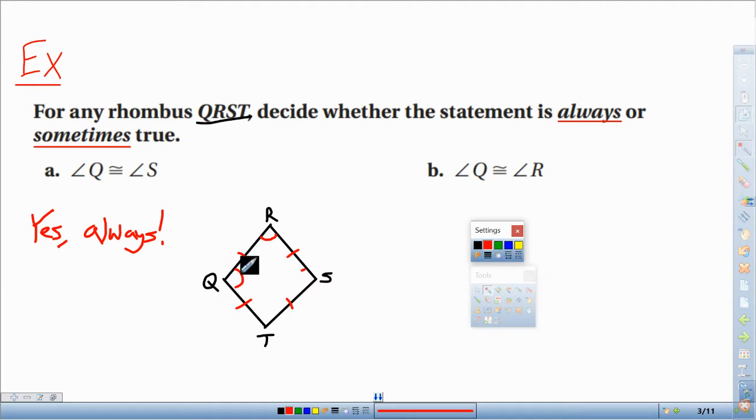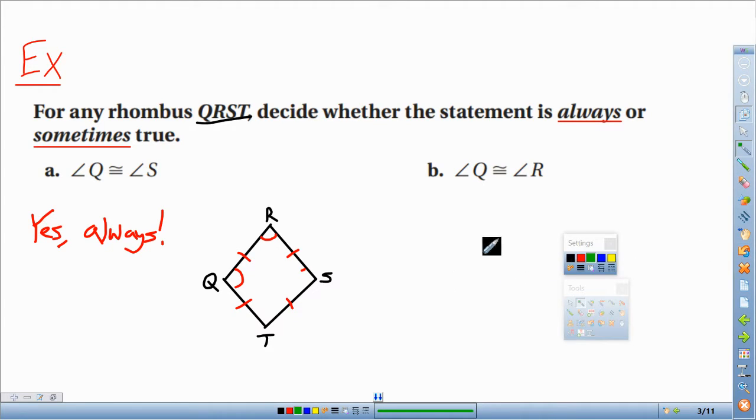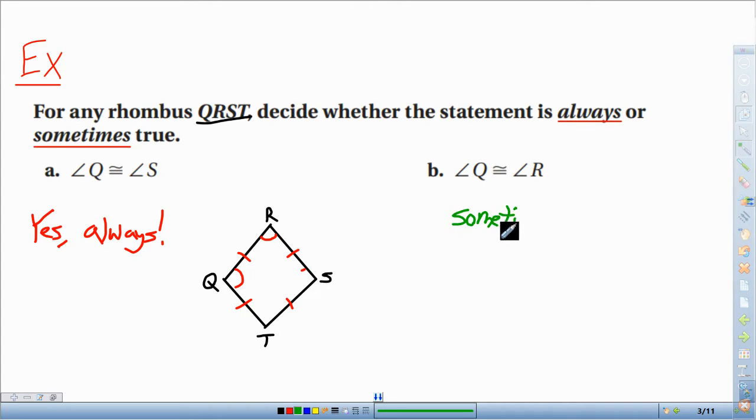Okay, but could they be congruent? Well, yeah, if they add to 180 and they're both 90 degrees, they would be congruent, right? Okay, so is angle Q congruent to angle R? It could be, but only sometimes. Only if they happen to both be 90-degree angles.